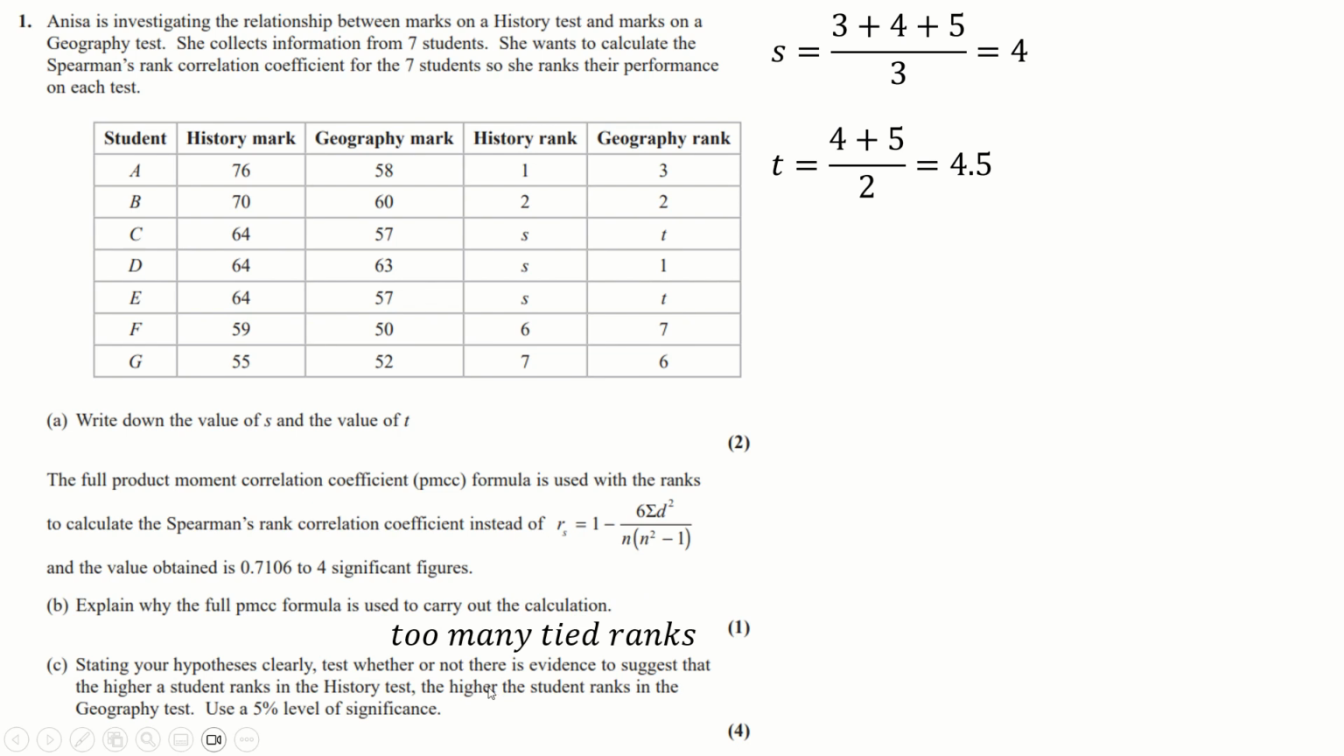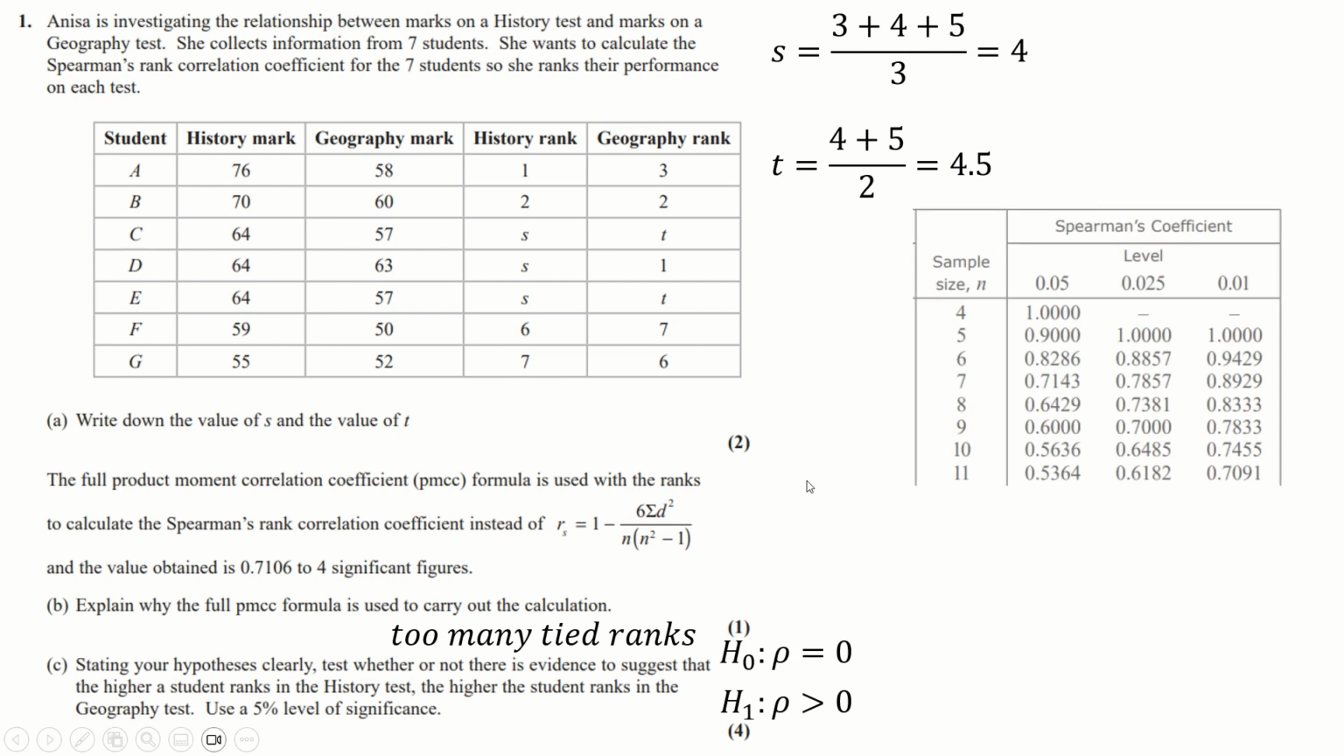And then state your hypothesis clearly. So okay, well H0 is that rho is 0, and then H1 is that rho is greater than 0, because we're testing for a positive correlation here, that higher in history means higher in geography. So it's a one-tailed test.